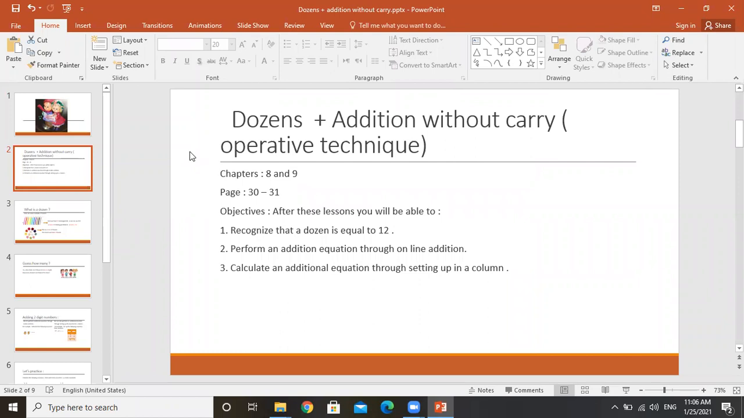Today we are going to learn about dozens and addition without carry, operative technique, chapters 8 and 9, pages 30 and 31. The objectives after these lessons: you will be able to recognize that a dozen is equal to 12, perform an addition equation through online addition, and calculate an addition equation through setting up in a column.